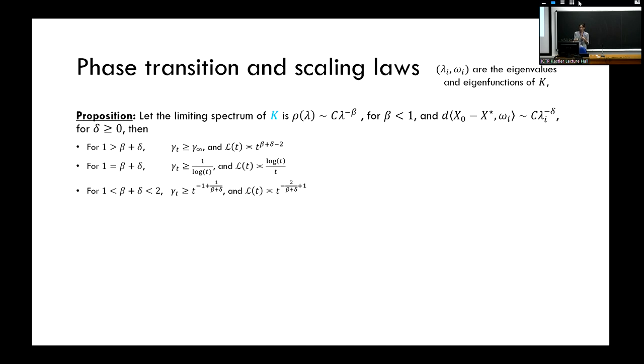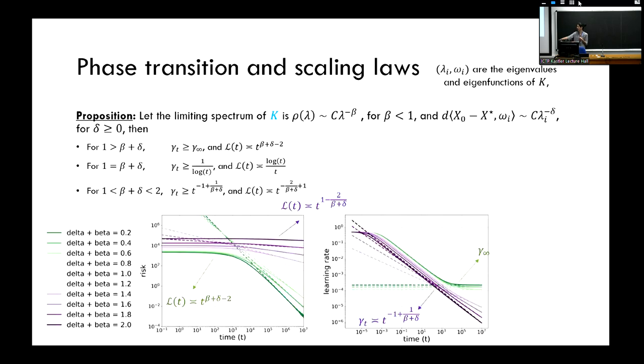But if this is larger than that, then both of them converge to zero, but they have a different power, and we can actually see that also in simulation. So you see exactly that there is this transition in the behavior. And it also suggests that maybe the scaling laws of the loss depend on which algorithm you're actually taking. So that also affects the behavior of the loss as a function of the iteration.